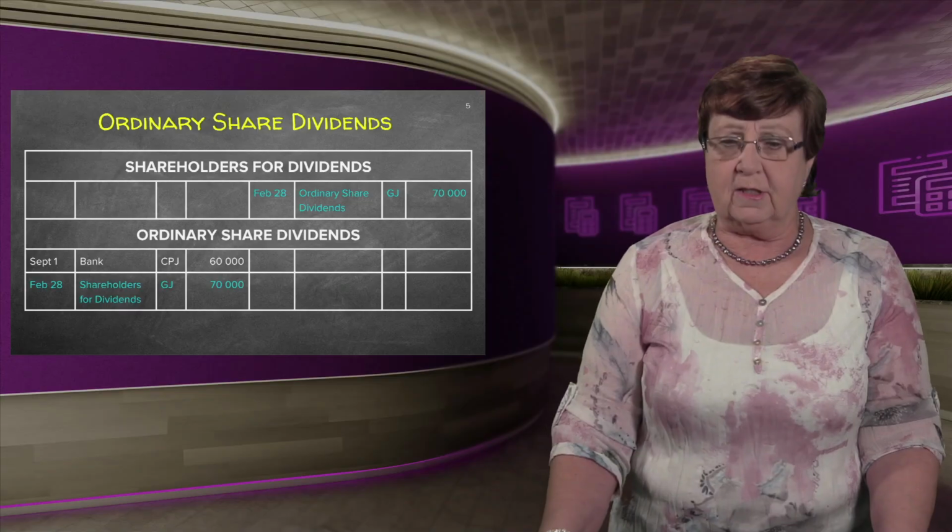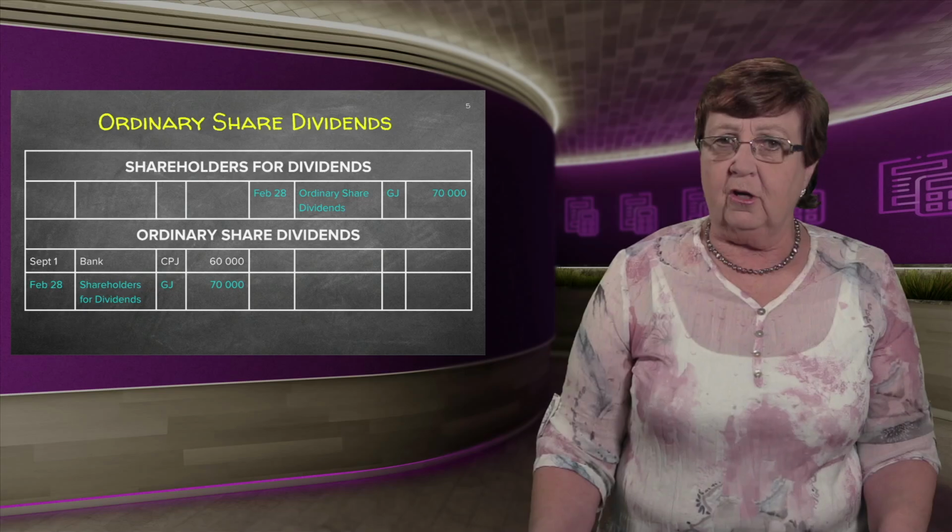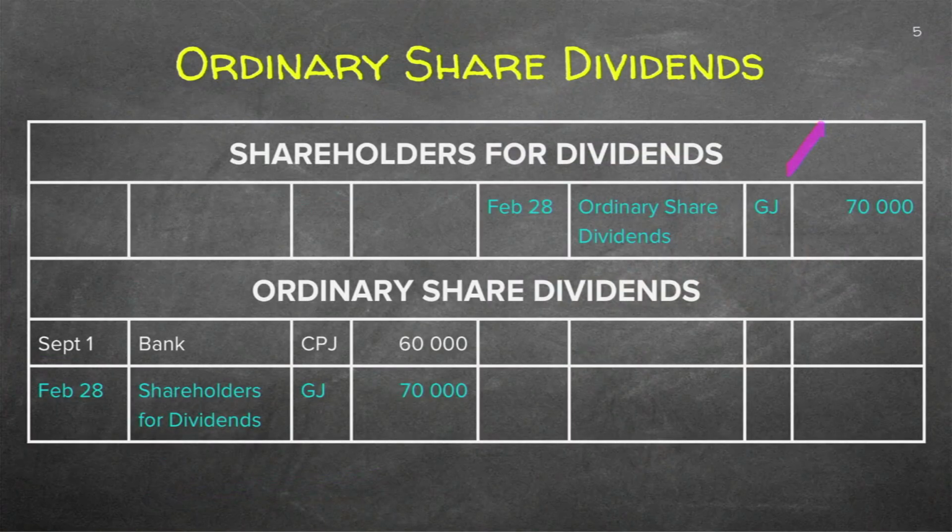So this is what it looks like in the general ledger. I've got my shareholders for dividends, and this is a liability account. Why do I have a liability? Because I owe my shareholders ordinary share dividends of 70,000 Rand. Again, if I look at my ordinary share dividends account, the white was the interim dividend, and now I've got the blue, which is my final dividend.